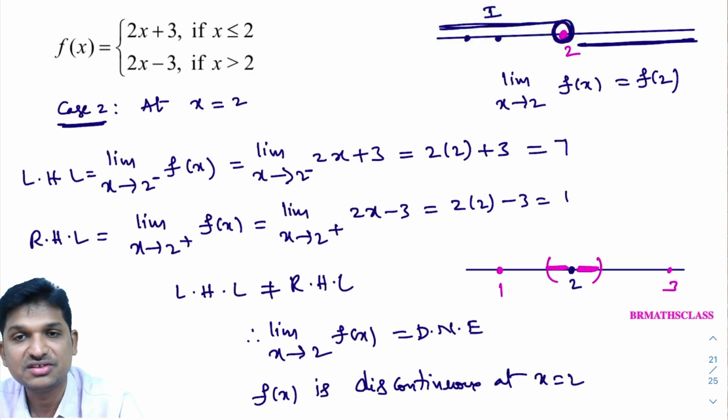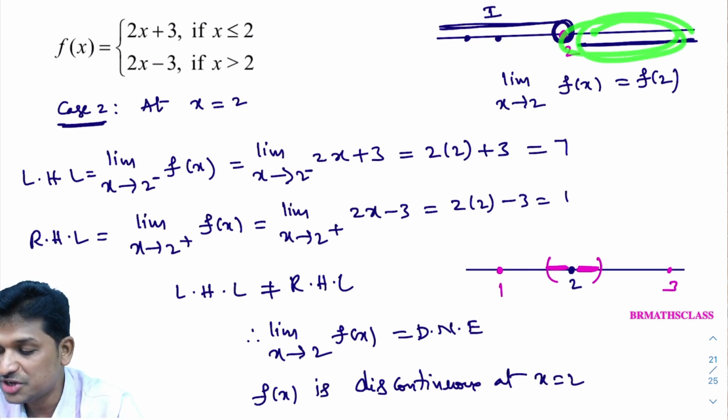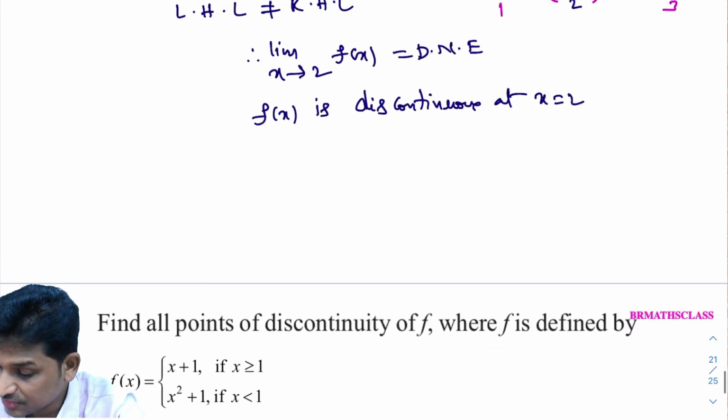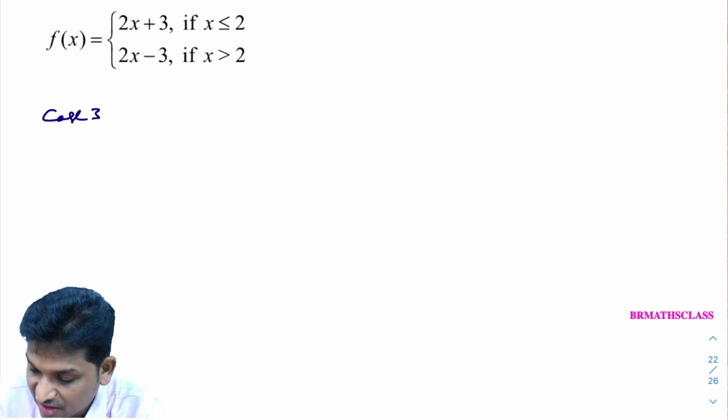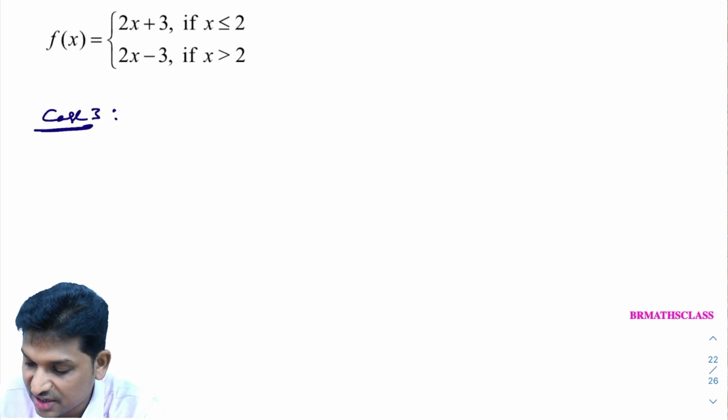I came to know that it is discontinuous at x equal to 2. Now I am checking the continuity in case 3. What is case 3? Whenever a value is greater than 2. Case 1 is over, case 2 is over, case 3 is over.